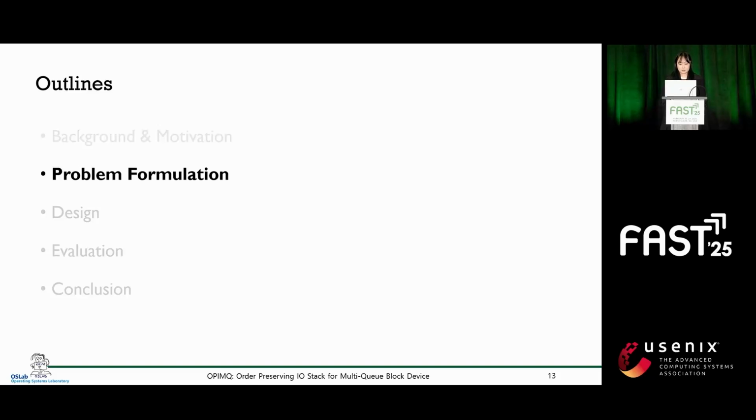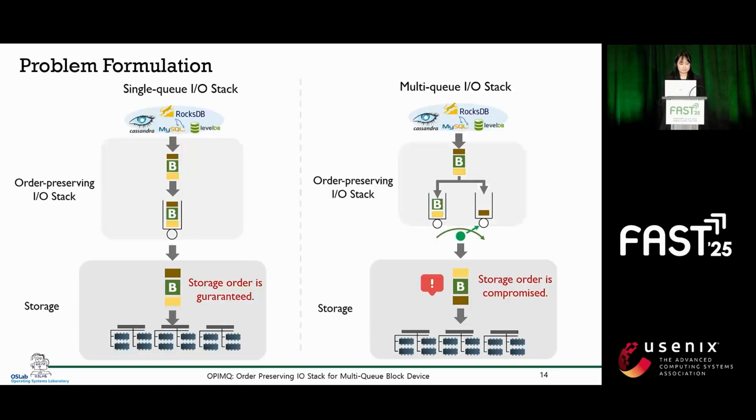Now, I will outline the problems we aim to solve. This slide illustrates the core problem. In a single queue I/O stack, a cache barrier naturally preserves the storage order. However, in a multi-queue I/O stack, dependent write requests may be distributed across different queues, allowing the storage controller to reorder them. This can cause a following write to reach the storage media before an earlier one, breaking the expected order. Even with a cache barrier, storage order may still be compromised in multi-queue systems.